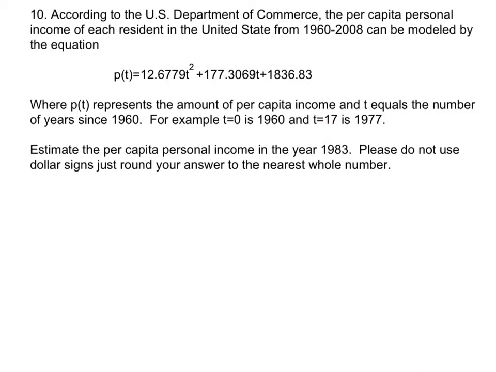Okay, for this particular problem, it asks us to estimate the per capita personal income in the year 1983. So the first thing we need to determine is how many years after 1960 that is, so that way we can figure out our T. So 1983 ends up being 23 years after 1960. So we know that in this case, T would equal 23.